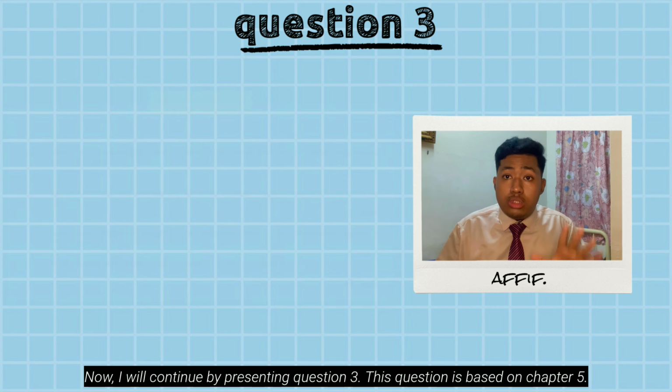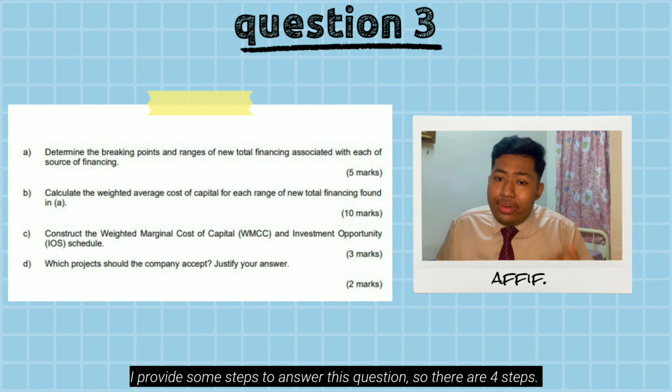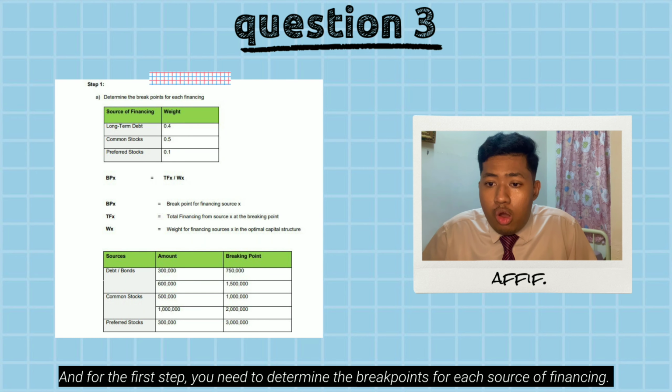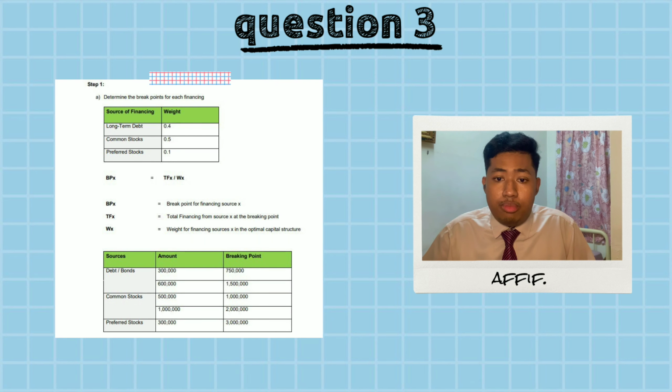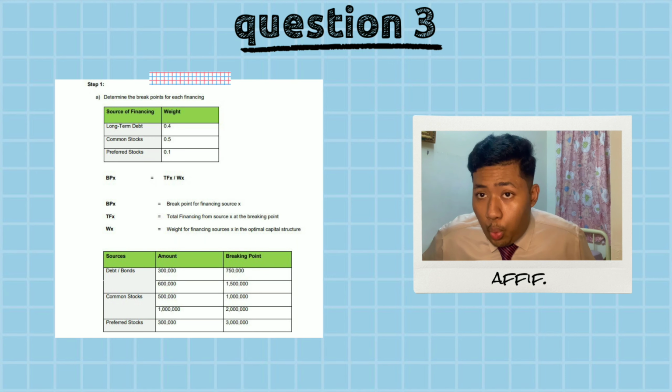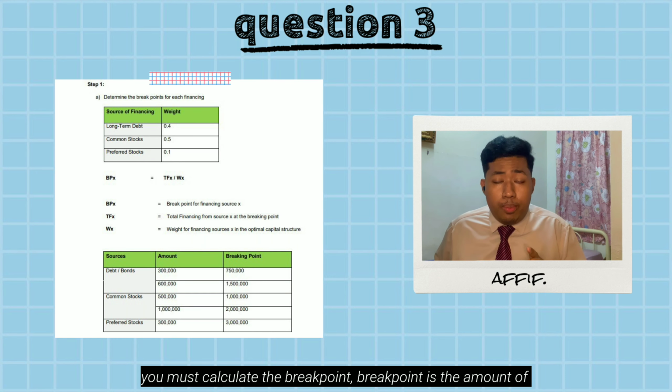This question is based on chapter 5. So, I have provided some steps to answer this question. So, there are 4 steps. And for the first step, you need to determine the breakpoint for each source of financing. Before that, you need to show the weight for each source as the weight that has been stated in the question. You must calculate the breakpoint.